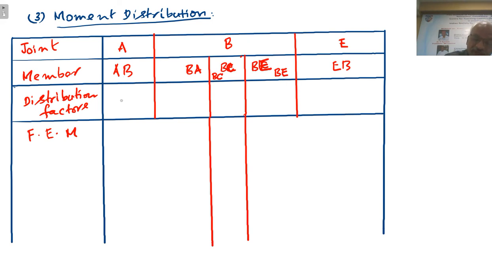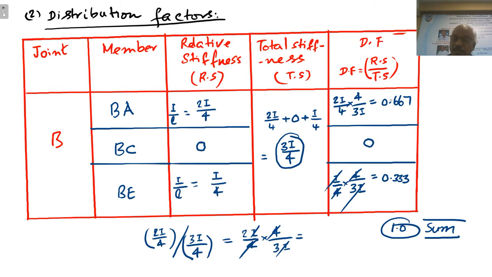For AB, there is no distribution factor. For EB, that is at E, there is no distribution factor. At B only you got distribution factors. For BA, just now we have calculated, this is 0.667. BC is an overhanging part for which the distribution factor is 0. And for the member BE, it is 0.333. So this is what we have reproduced.